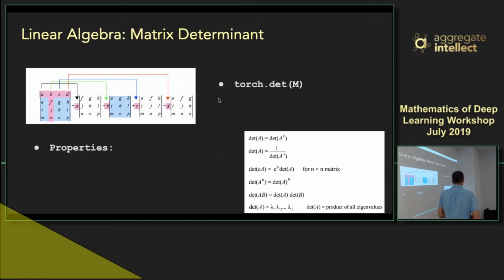Now, this is why this is important. This is a measure of the size of your matrix, of the norm of your matrix. If you do this and you get 0, you cannot invert your matrix. Okay, and that's very important.